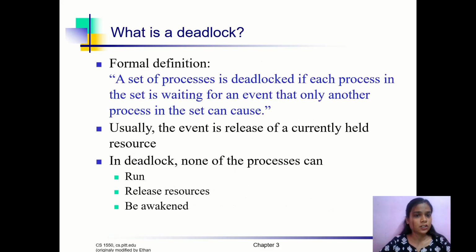What is deadlock in an operating system? A formal definition of deadlock is that a set of processes is deadlocked if each process in the set is waiting for an event that only another process in the set can cause. Usually, the event is the release of a currently held resource. In deadlock, none of the processes can run, release resources, or be awakened.